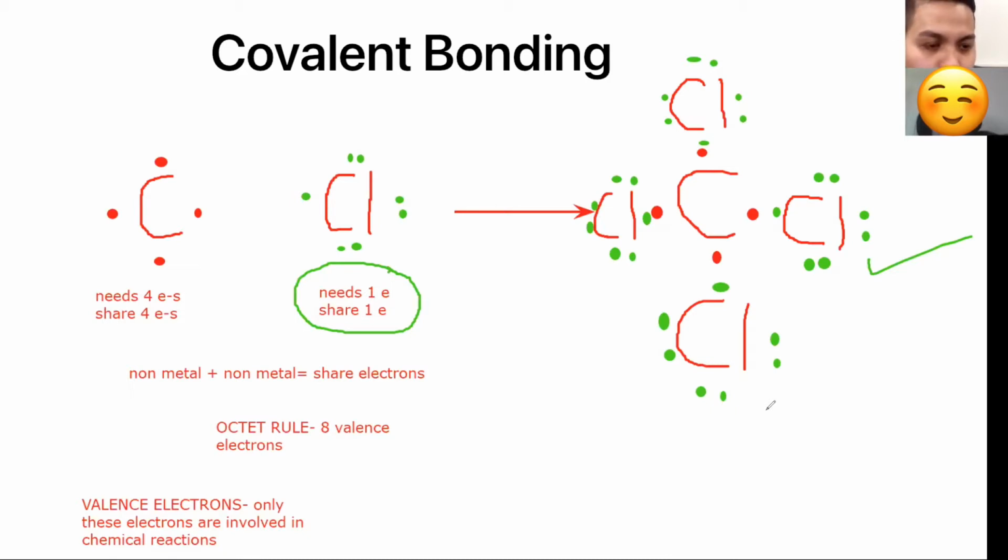All right. And now chlorine, this one has 8 valence electrons. This chlorine here has 8 valence electrons. This chlorine here has 8 valence electrons. And at the same time, carbon at the center has also 8 valence electrons. So all of them are now stable.